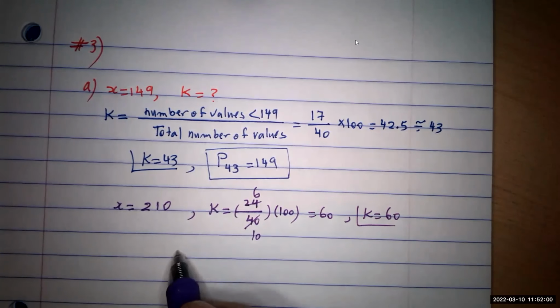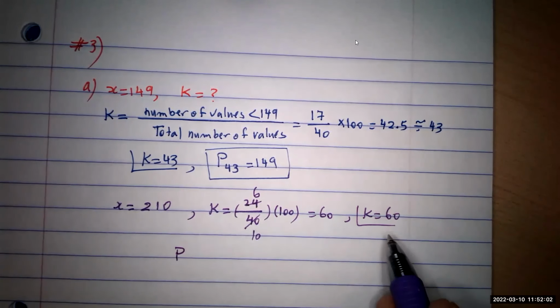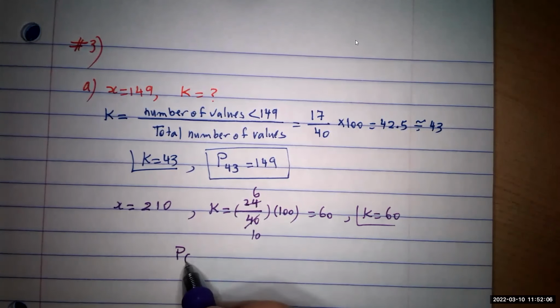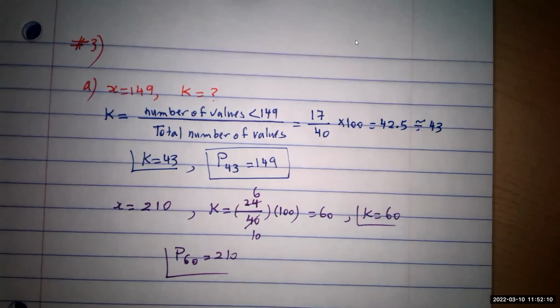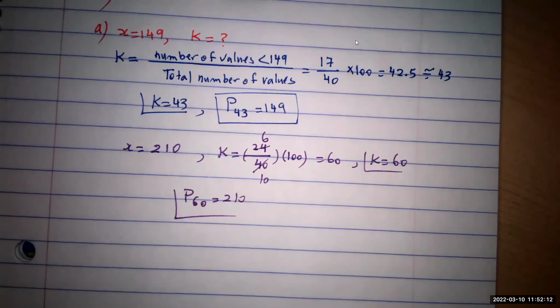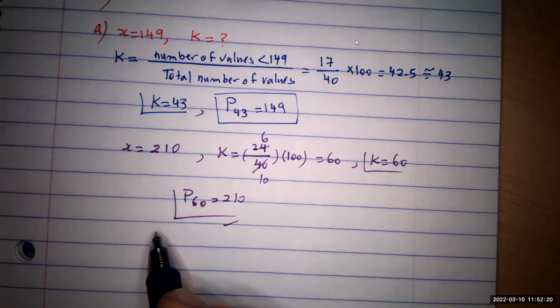Okay, so we can say that the P of 60 is going to be 210. So these are going to be easy cases. You have a couple more you can do yourself. It's not difficult really to get those numbers.